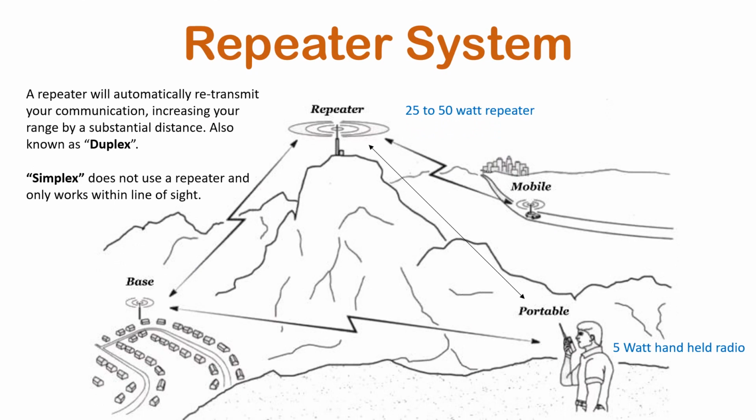Repeater system. A repeater will automatically retransmit your communication, increasing your range by a substantial distance. Also known as duplex. Simplex does not use a repeater and only works within line of sight.